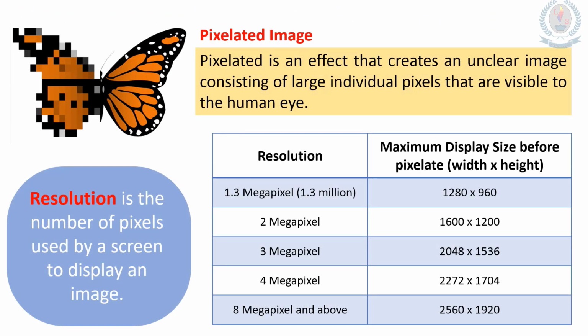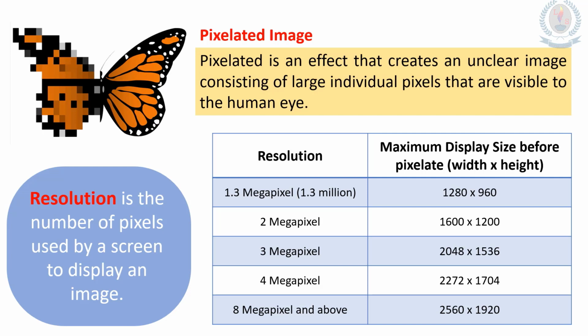Here you can see an image of a butterfly. One part of the image has pixelated. Pixelated is an effect that creates an unclear image consisting of large individual pixels that are visible to the human eye. The picture becomes pixelated when we are enlarging it.